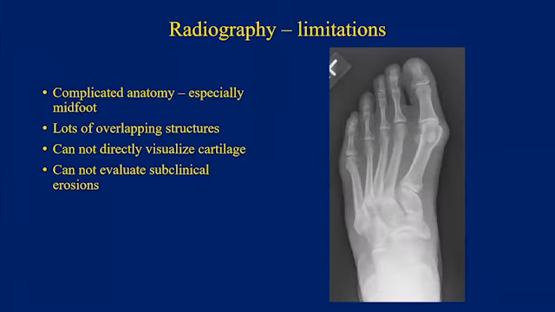There are some limitations to radiographs. There is complicated anatomy, especially in the midfoot, with lots of overlapping structures. We can see in the patient who has midfoot pain that there's osteoarthritis in the second TMT joint, but it's partially obscured from the adjacent third. We cannot directly visualize articular cartilage, and we cannot evaluate the presence of what I will call subclinical erosions. We can extrapolate from bone tumors, where you have to have a certain amount of bone lost before we're going to see it on an X-ray.